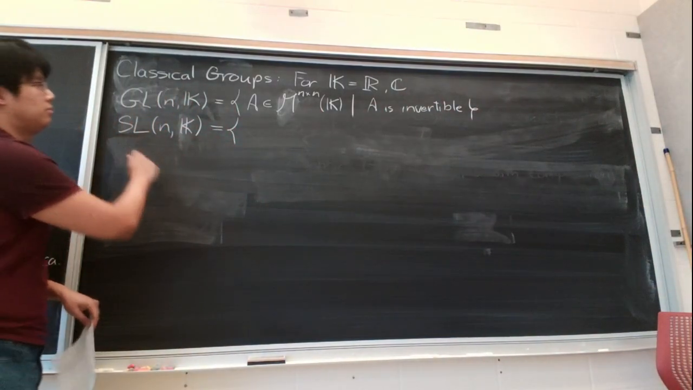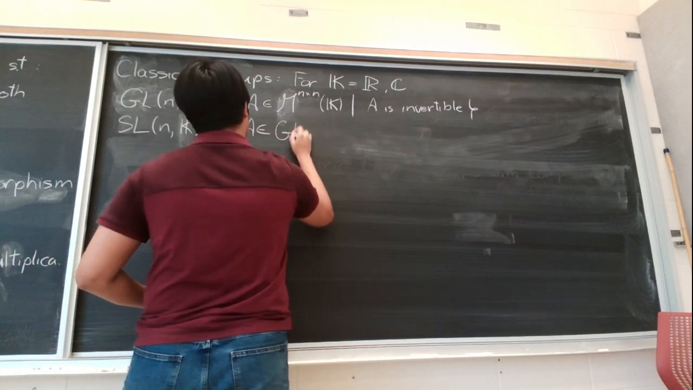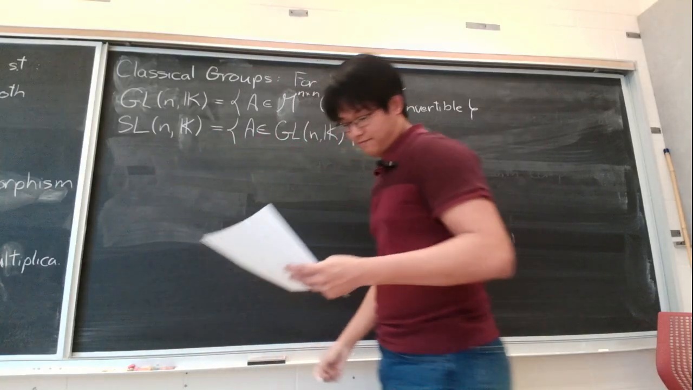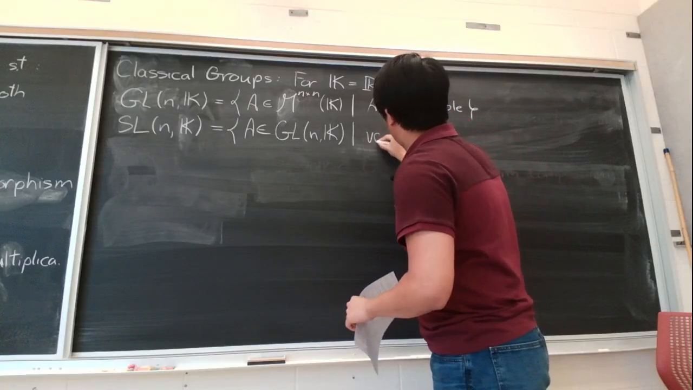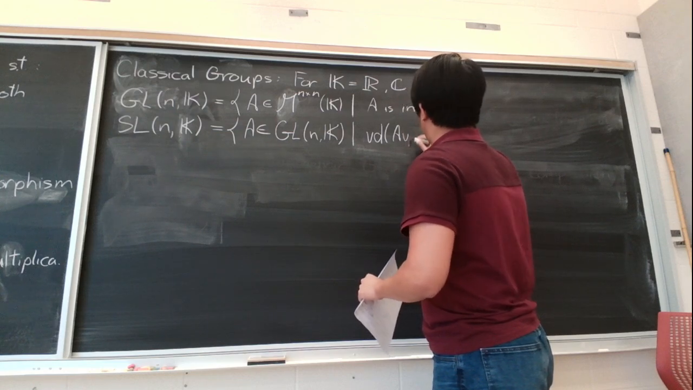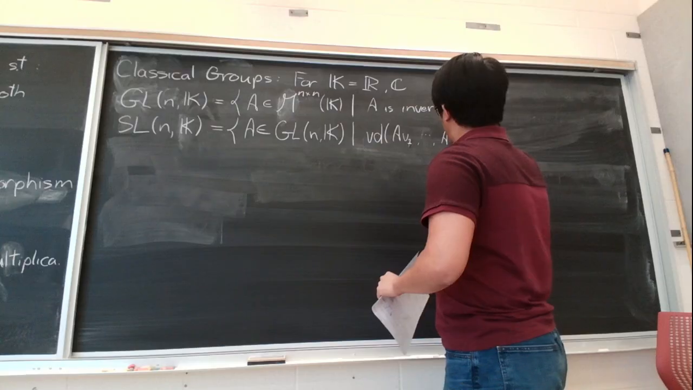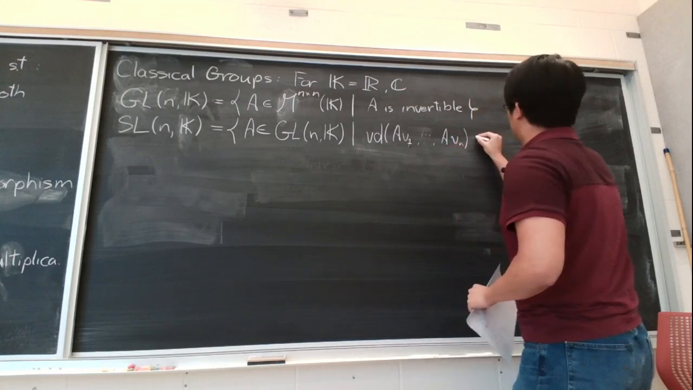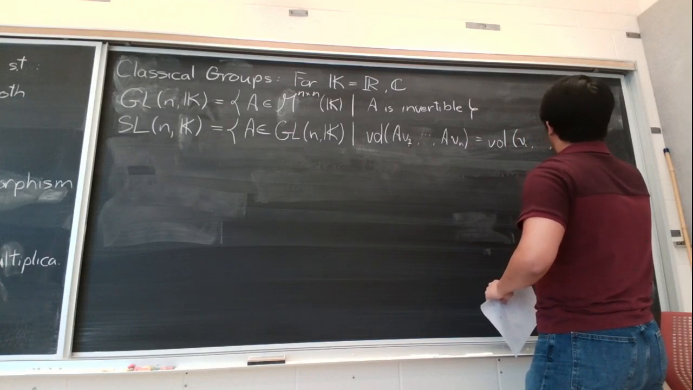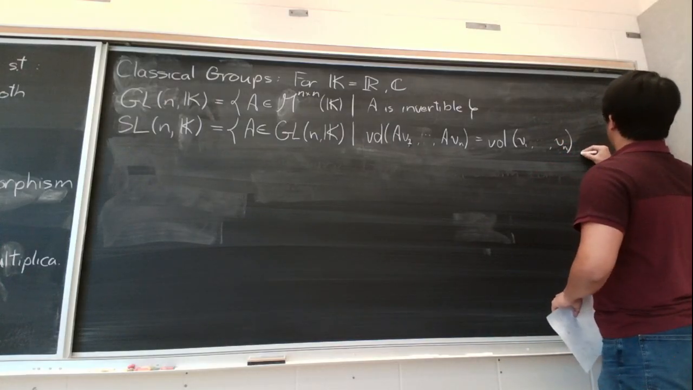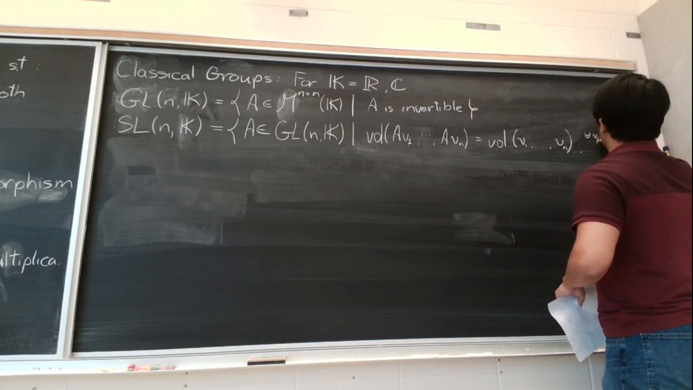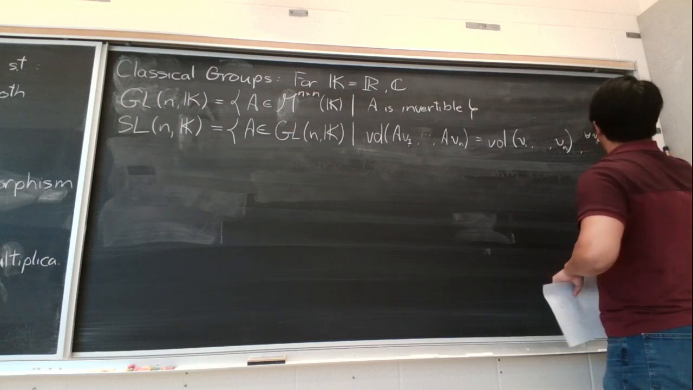The special linear group consists of all matrices inside the general linear group, all the invertible matrices A, such that the volume of the set with A applied is equal to the volume of the set without A being applied, for all vectors v_1 through v_n in k to the n.